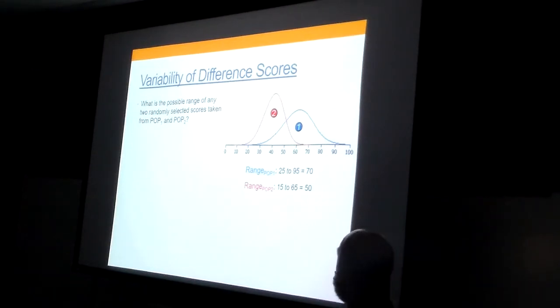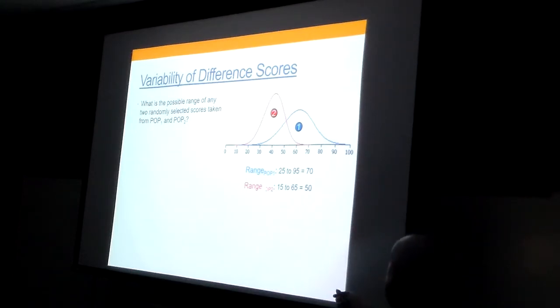if this is, say, sample 1, and this is sample 2. Sample 1 ranges from 25 to 95, has a range of 70 points. Population 2, our red value here, ranges from 15 to 65 for a range of 50 points. And so the question is what is the possible range of two randomly selected scores taken from population 1 and population 2?